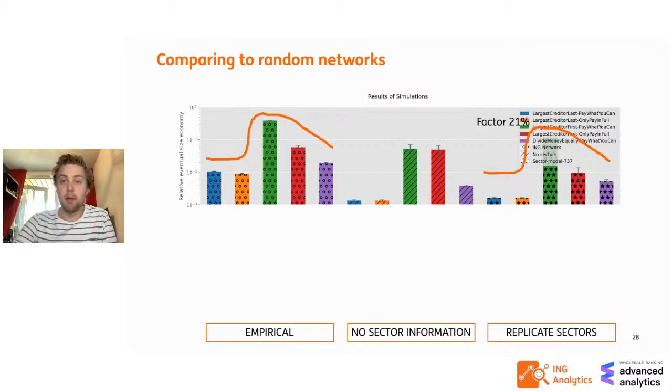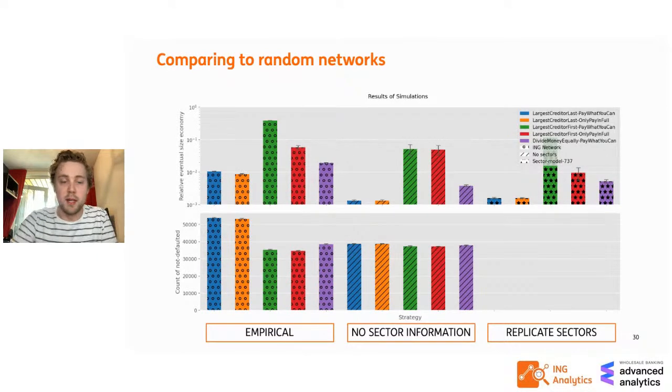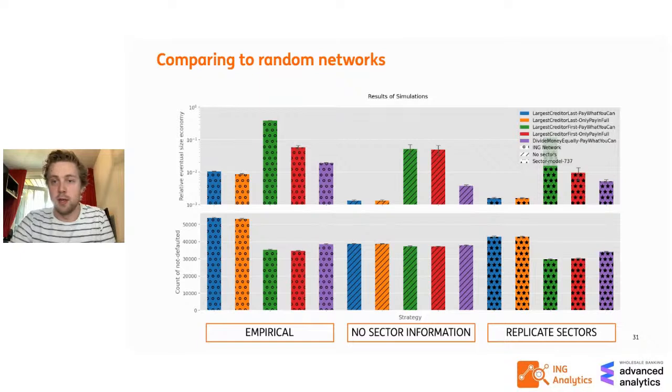There's another observable that we can plot, which is the number of companies that did not default. So the more companies that did not default, the higher the bar and the better for the economy. So for the empirical, it looks like this. For the random networks without sector information, it's like this. And for when you replicate the sectors, it looks like this. Contrary to the relative eventual size of the economy, in this measure, so the number of not defaulted nodes, there is almost no difference between the height of the bars for pay what you can or only pay in full. So you see that there's a difference between these bars, and it's also present in the sector model, but this is not present in the number of defaulted nodes.